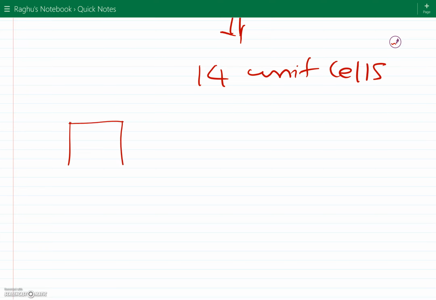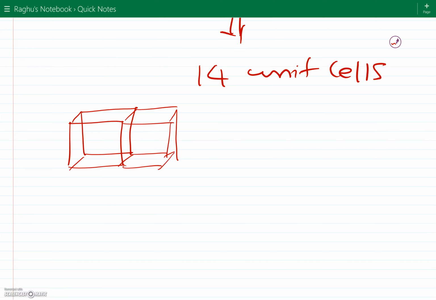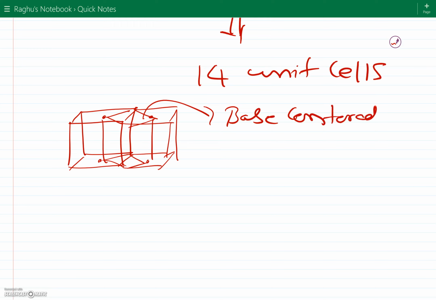One of the examples we did in class is the base-centered cubic structure. I'm going to draw another structure in here. If you think this is the base, and this is the base of another structure sitting on top, you can connect these dots like this. This is basically your base-centered cubic. But we only take this as simple tetragonal, like the one that I showed here.